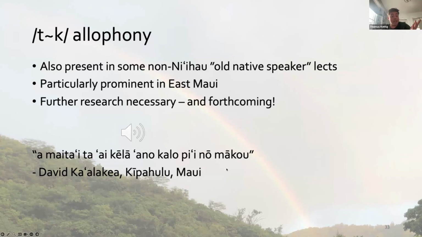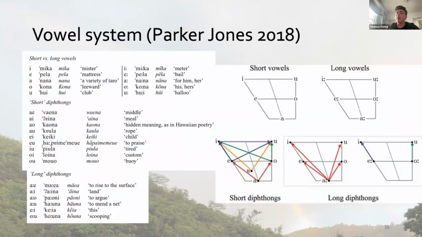Again, it isn't just Niihau that at least used to have T and K allophony. These dialects are now extinct. There are no speakers of these East Maui T dialects, but the speech remains in our archives. So it'll be really interesting to look at going forward. Now I'll turn to the vowel system, which is the focus of my main research.